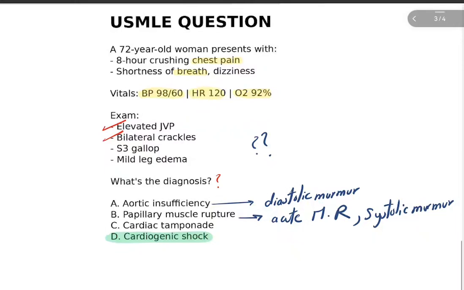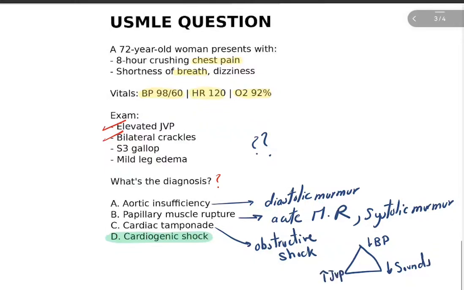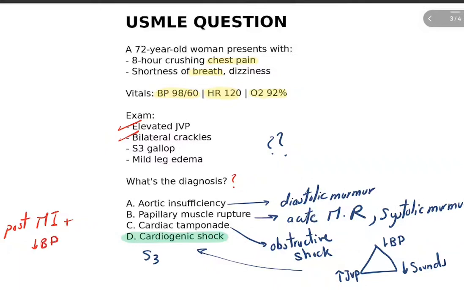Number C, cardiac tamponade, yes, it could cause obstructive shock, but it would cause the classic triad of hypotension, increased JVP, and muffled heart sounds. Here we have an S3 gallop and not muffled heart sounds. So remember this for the exams. Post-MI plus hypotension plus pulmonary edema, this is usually a cardiogenic shock.